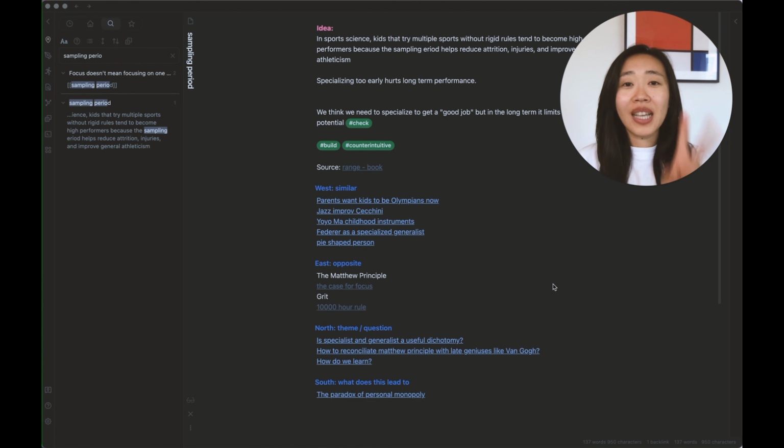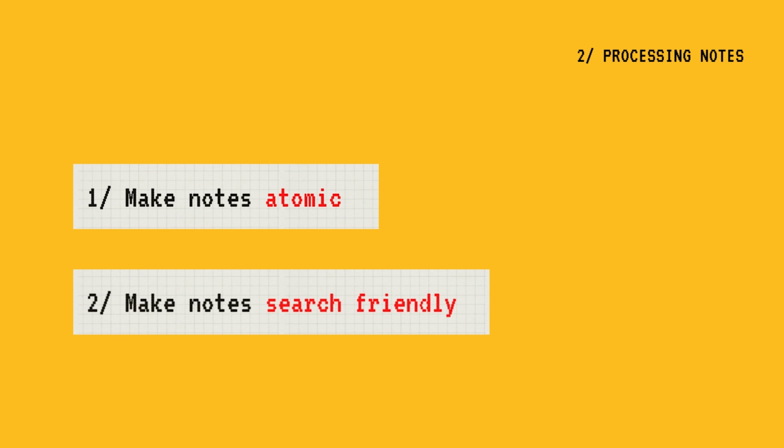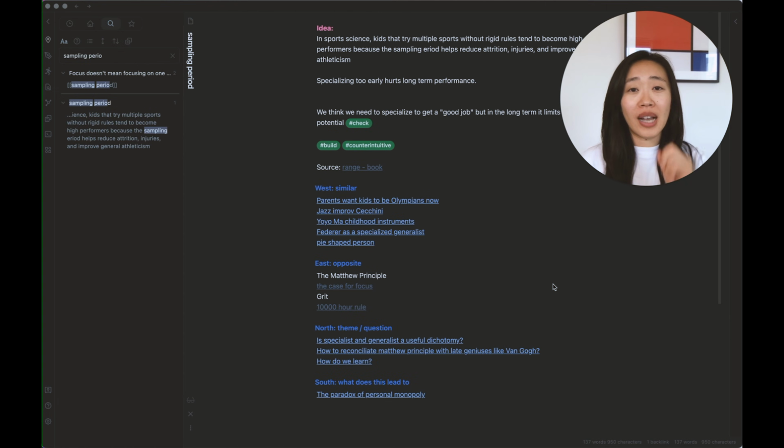Now, let's talk about the second part, which is making a note more search-friendly. I've mentioned before, I search in 2 ways. One is with tags, and the other one is with keywords. Those are the only things I use. So let's start with tags. Tags for me does 2 things. The first one is to categorize my notes.